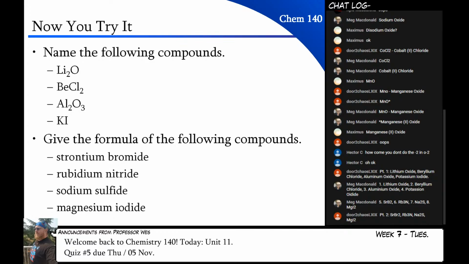Now, something to note, because you are going to have to type these into Canvas, and this is a common mistake that people make. Elements are not proper nouns, so you don't capitalize anything but the Roman numerals. In fact, Canvas will mark you wrong if you do that. So be careful that you don't capitalize the first letter of each element name, because, again, they're not proper nouns. But otherwise, your answers look pretty good. We'll go over the answers in just a second.